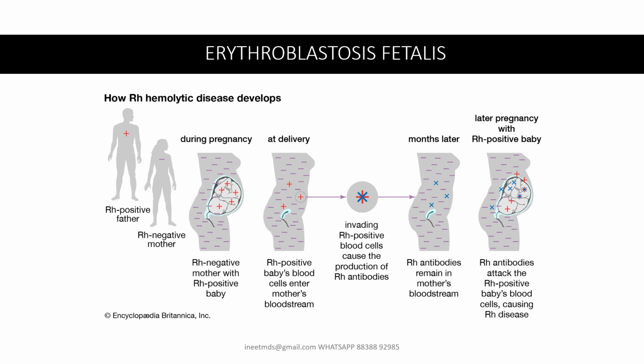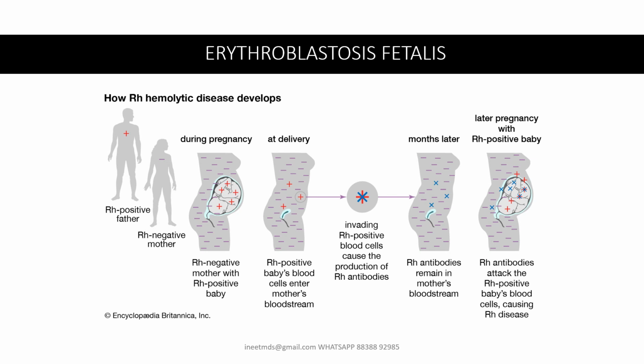Next condition is erythroblastosis fetalis. Erythroblastosis fetalis occurs between an Rh positive father and an Rh negative mother. During the first pregnancy, if the child is Rh positive, the Rh positive baby's blood cells enter the mother's bloodstream. Because of that, the mother, who is Rh negative, will develop antibodies against the Rh positive child. But that happens only after the birth of the child, so the antibodies are produced after the first pregnancy.